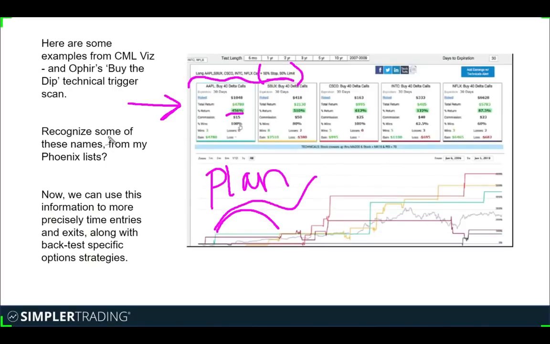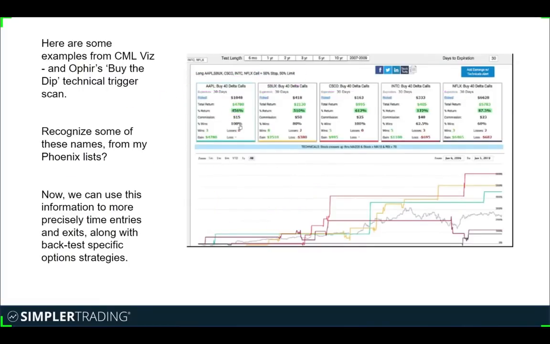So for any of you who see me using the Phoenix list on a regular basis, do you recognize some of these names on this list? And these are the ones that are coming up on his scan. You've got Apple, Starbucks, Cisco, Intel, and Netflix. Well, it's because they're all right there as well. So now we can use this information to more precisely time our entries and exits along with the backtested specific option strategies.